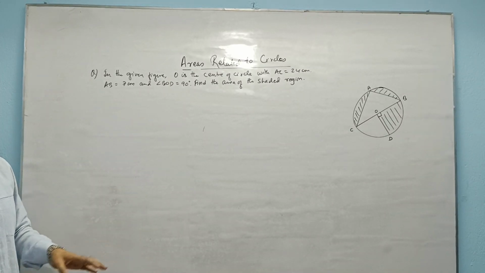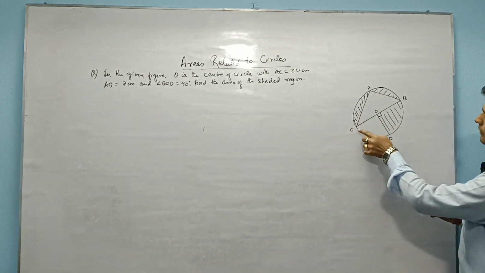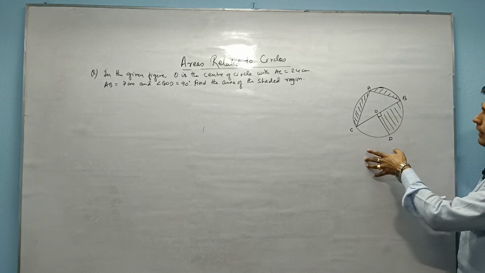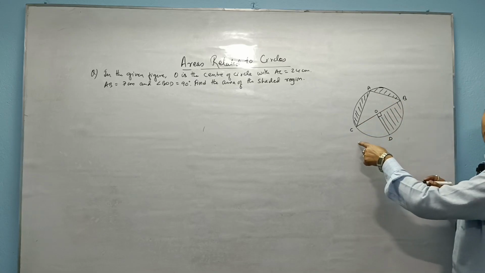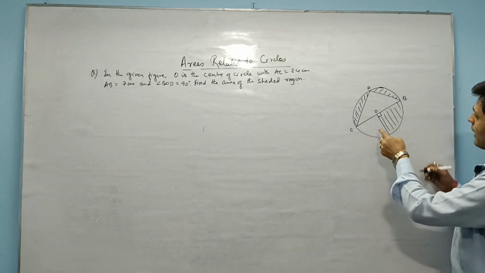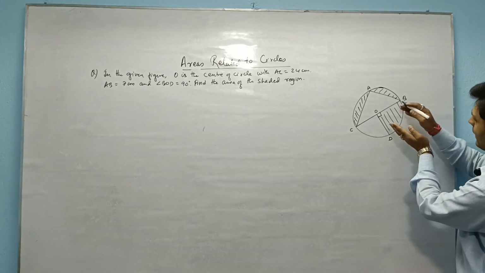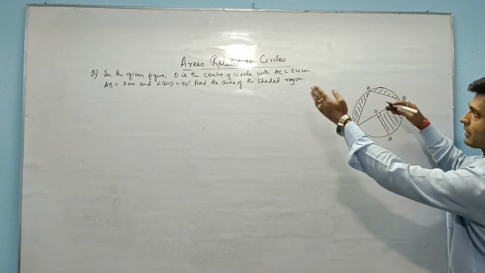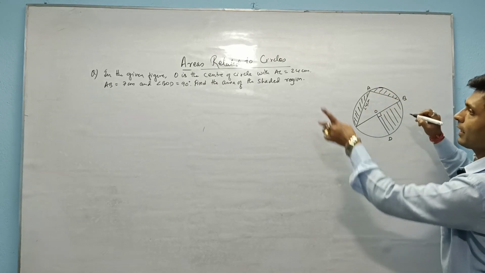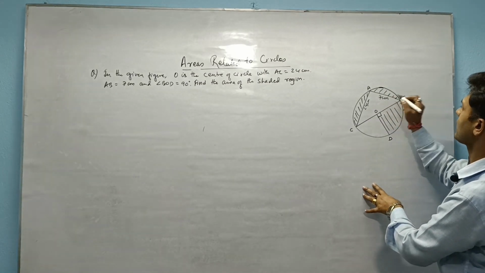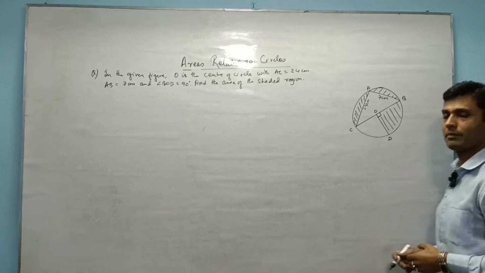Next question. In this figure, what is given? A circle with the diameter BC, right? And there is a triangle ABC which is inscribed in the circle. And then we have this quadrant BOD. We have to find the area of the shaded region. Clear? The measurements are given. AC is 24 centimeter and AB is 7 centimeter.